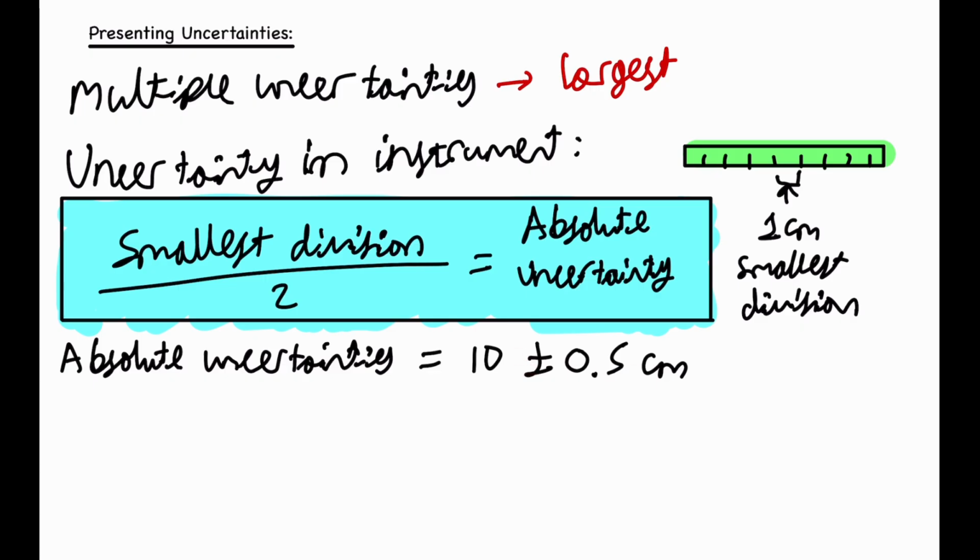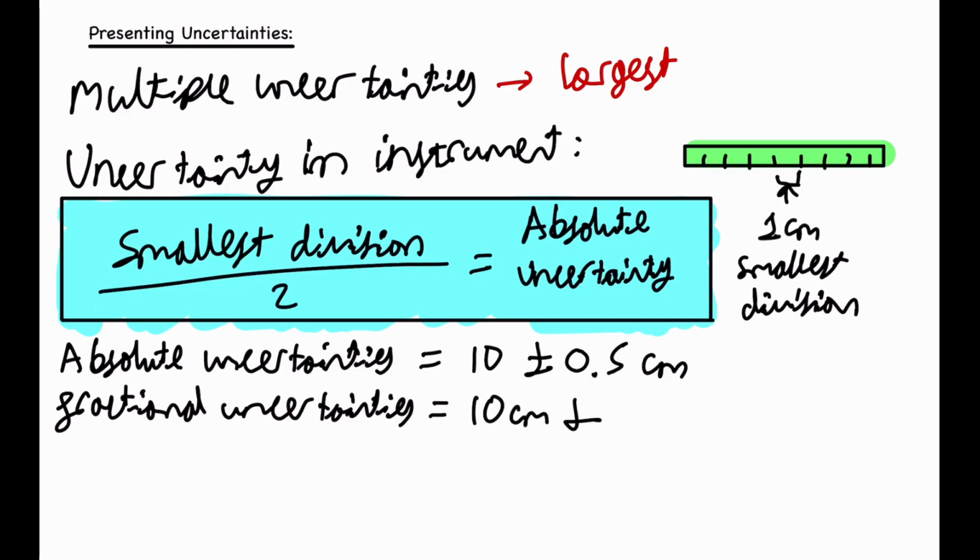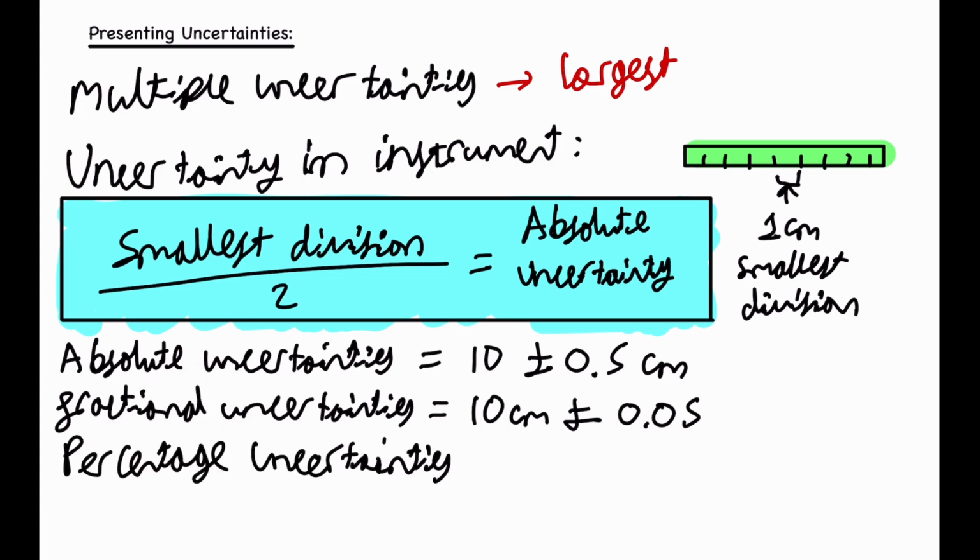Then you would have fractional uncertainties, which is just a fraction of your uncertainty over the mean value. Your fractional uncertainty would be written like this: 10 centimeters, and then you write the plus minus 0.05. So you write the units before, and then you write the fraction after. If you can write it as a fraction, you can leave it as a percentage as well. These can be written similarly to fractional uncertainties, where you write the units at the front with the mean value, and then you write the percentage after using a percent sign.